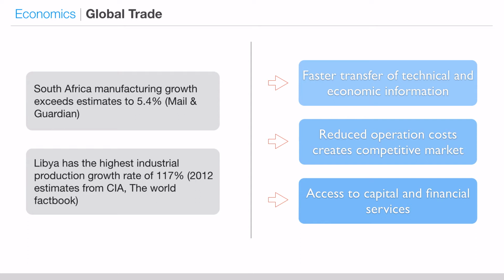For example, the advancement of technology has enabled nations such as South Africa to exceed manufacturing growth estimates due to the rise of exported goods to 5.4%. Libya has seen an increase in manufacturing and industrial production growth rate thanks to the further exposure of their products to the international markets. With global trades, IT offers greater mobility and flexibility in capital, finance, flows, and services.